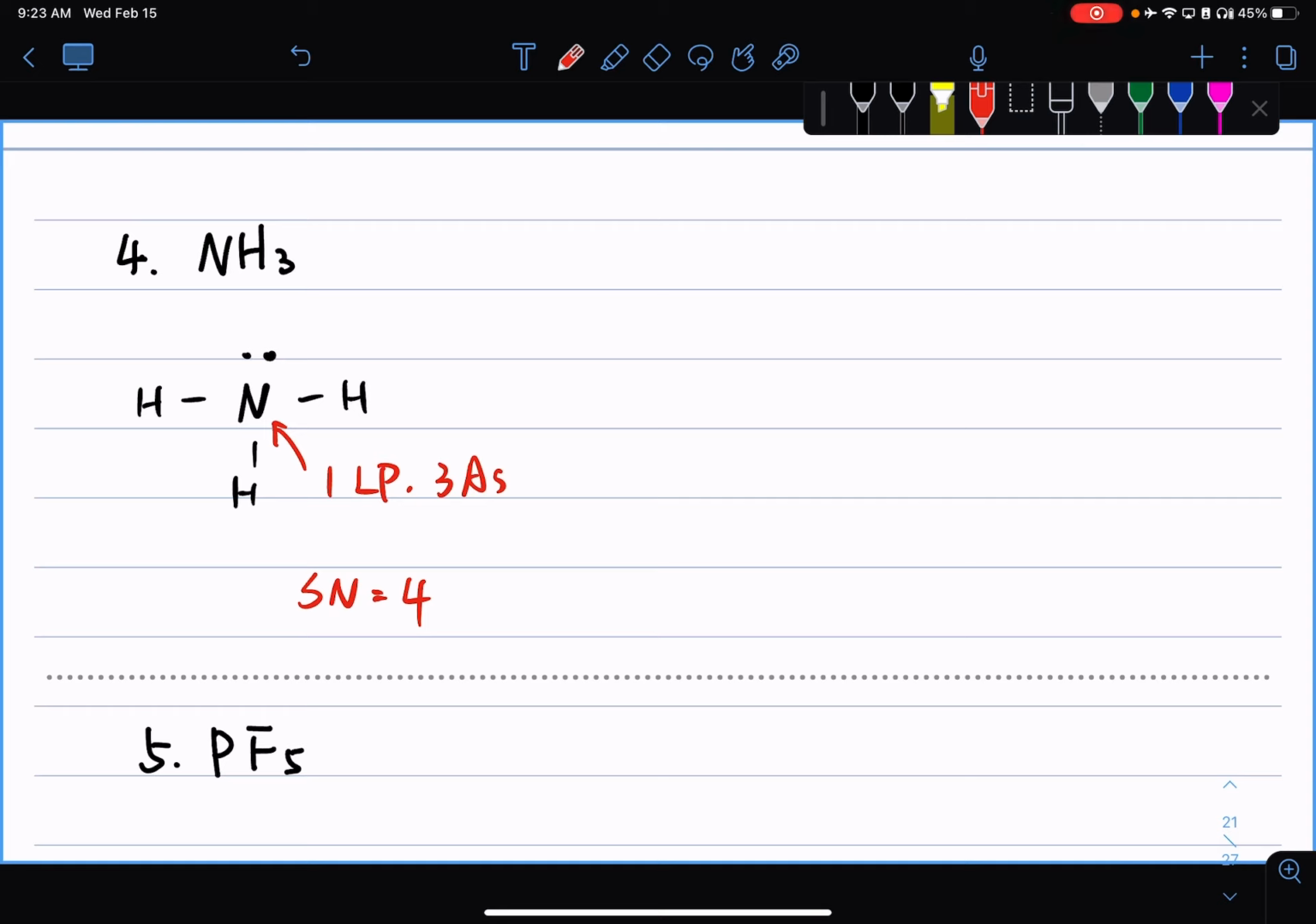We refer to the table. I already labeled it. Steric number equals 4, lone pair equals 1. So that's called a trigonal pyramidal. Right? That's a new geometry. That's not an electronic geometry, but it is a molecular geometry. So that's my trigonal pyramidal.